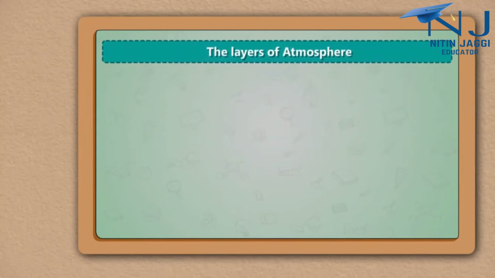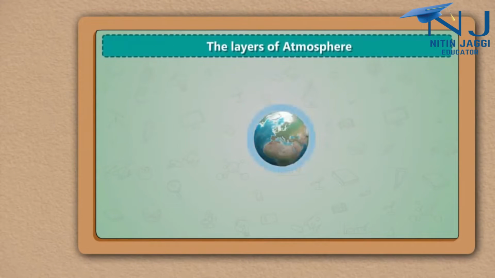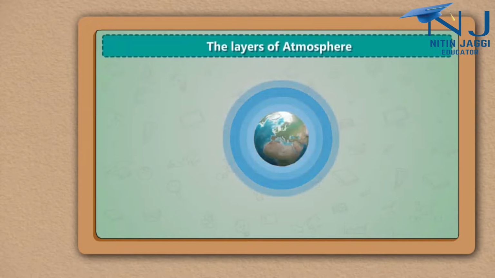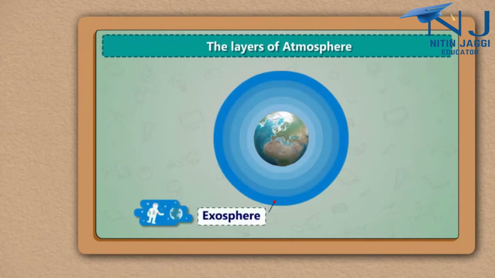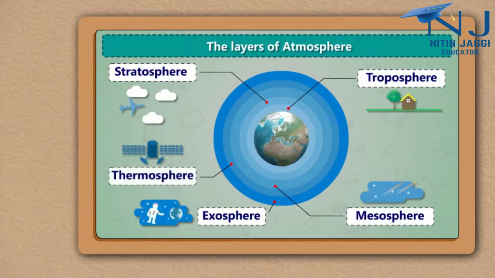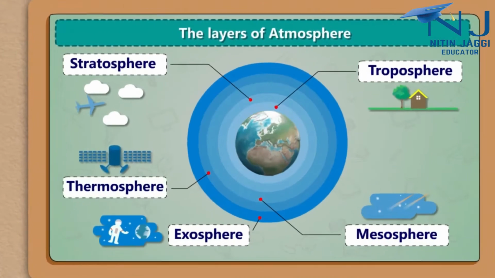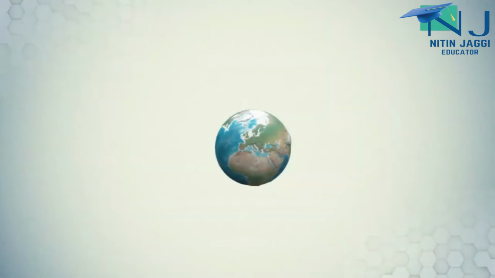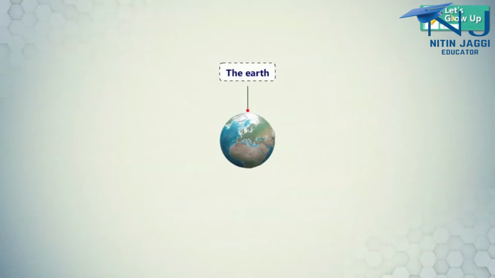Layers of atmosphere. Earth's atmosphere can be divided into 5 main layers, excluding the exosphere. The atmosphere has 4 primary layers, which are the troposphere, stratosphere, mesosphere, and thermosphere. Before going into the main topic, we start from the Earth.